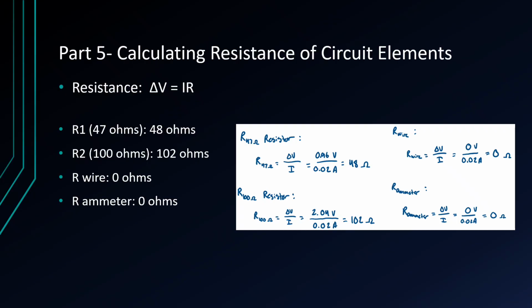So for part 5, calculating the resistance of the circuit elements, I just used Ohm's law for this, and I was able to calculate the resistance in the 47 ohm resistor to be 48 ohms, and the resistance in the 100 ohm resistor to be 102 ohms, and it's slightly greater just due to imprecision in the simulation ammeter. And then the resistance of the wire and the ammeter is 0 ohms.